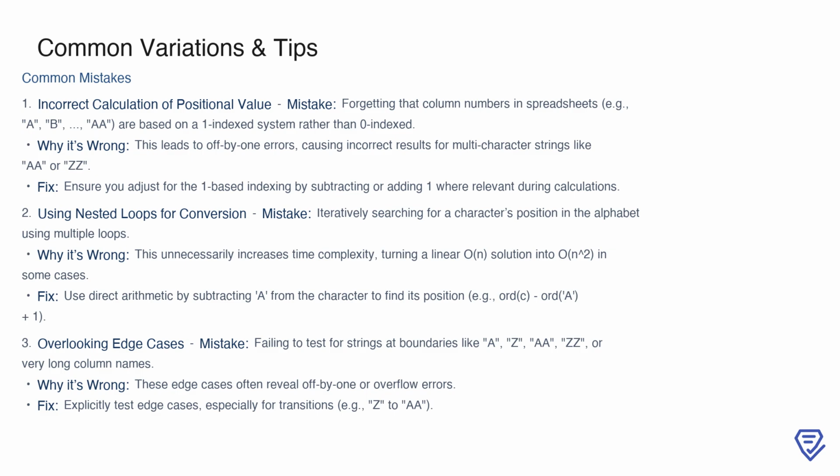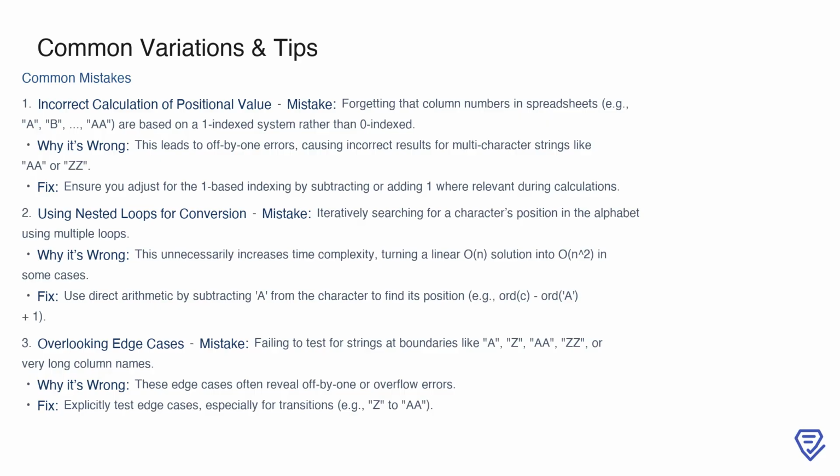First, let's talk about the incorrect calculation of positional values. This often happens because column numbers in spreadsheets are based on a one-indexed system, not zero-indexed like most programming environments. Forgetting this can lead to off-by-one errors, especially for multi-character strings like AA or ZZ. The fix is straightforward. Make sure you adjust for the one-based indexing by adding or subtracting one where necessary in your calculations.